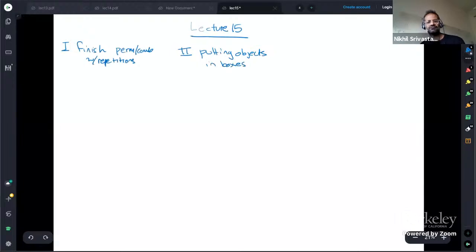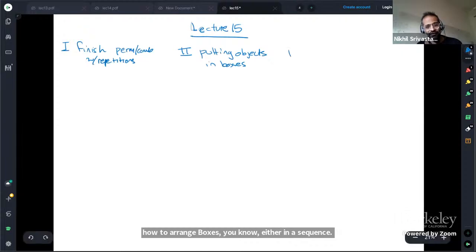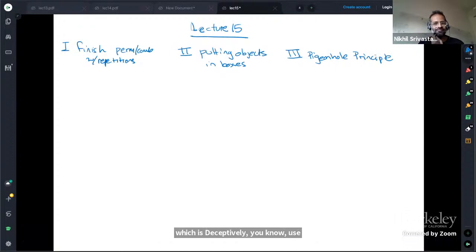This is in contrast to so far, where we mostly talked about how to arrange objects in a sequence, in which order does or doesn't matter. And then finally, I'm going to talk about a very important, powerful principle called the Pigeonhole Principle, which is deceptively useful. It's extremely simple, but very useful and cool.